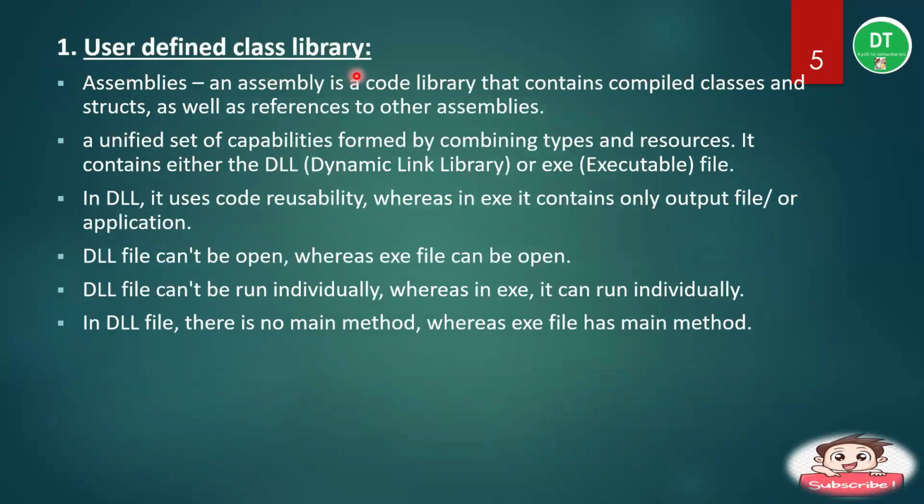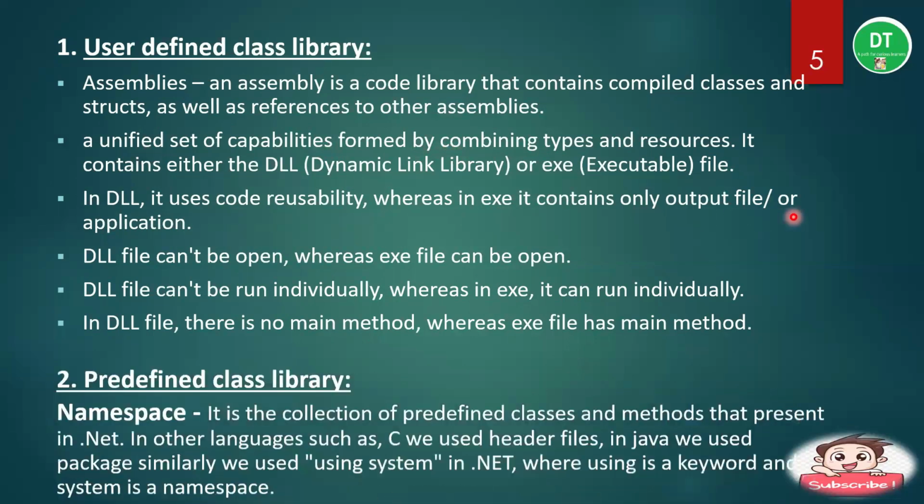Number one is user-defined class library. Assemblies. An assembly is a code library that contains compiled classes and structs, as well as references to other assemblies. Assemblies are also called a unified set of capabilities formed by combining types and resources. It contains either a DLL, that is Dynamic Link Library, or an exe file. In DLL, it uses code reusability, whereas an exe contains only the output file or application.